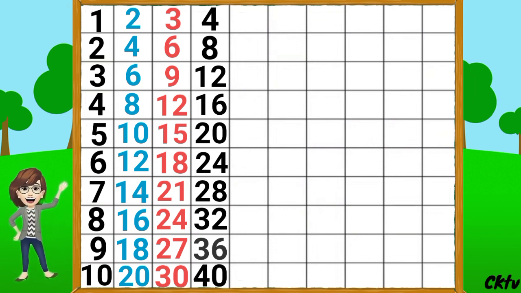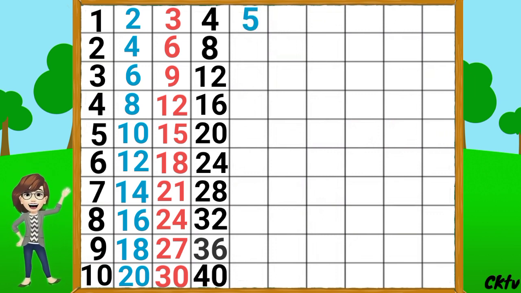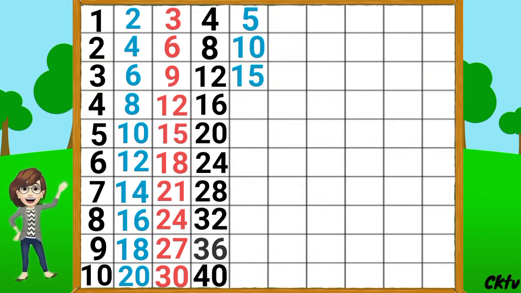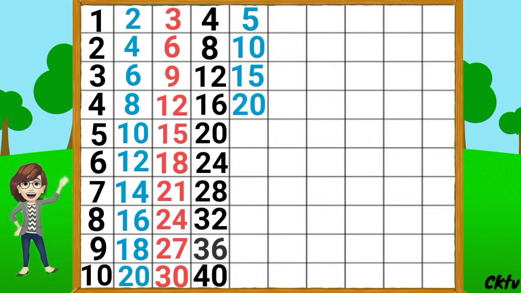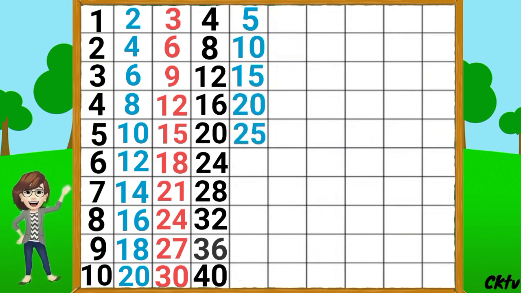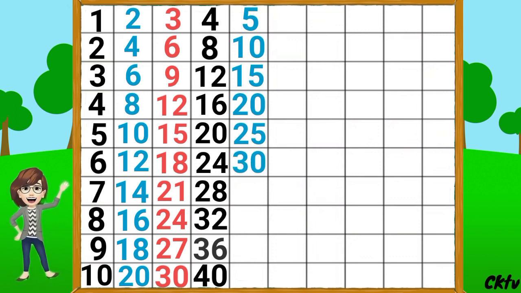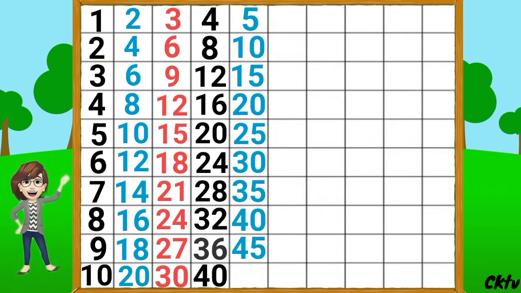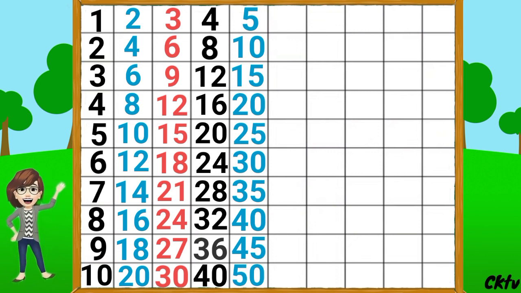4 10 is 40. Table of 5. 5 1 is 5, 5 2 is 10, 5 3 is 15, 5 4 is 20, 5 5 is 25, 5 6 is 30, 5 7 is 35, 5 8 is 40, 5 9 is 45, 5 10 is 50.